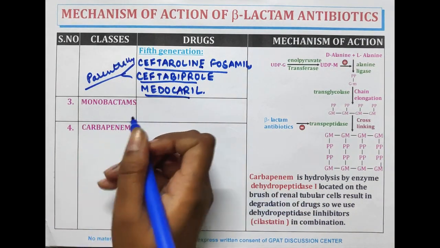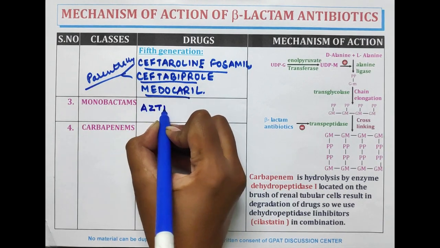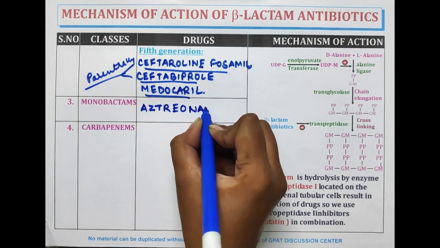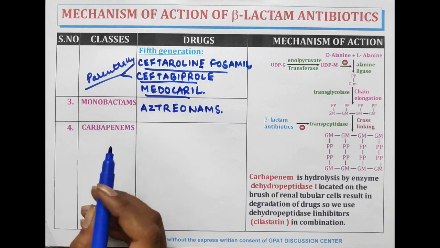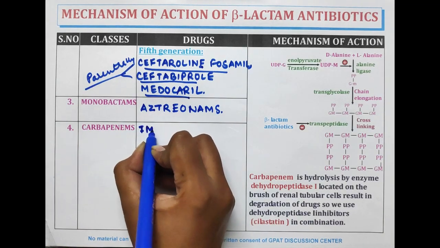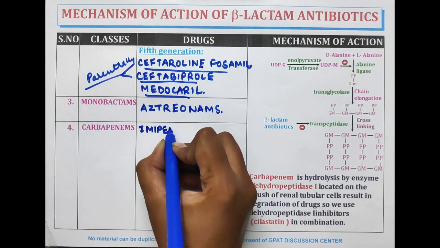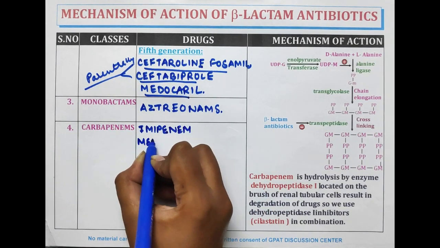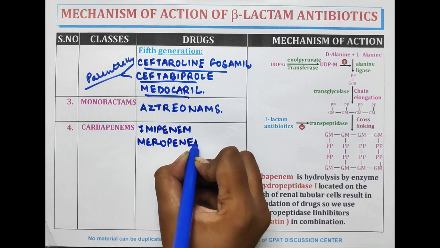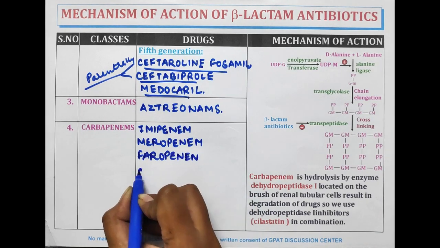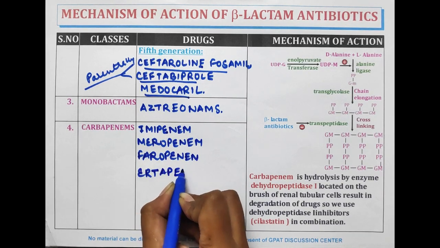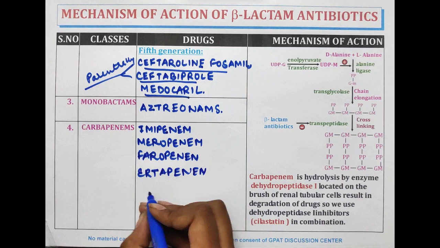Next is monobactams. The drug is aztreonam. Its mechanism of action is the same as penicillin. Now the next drug classification is carbapenems. Carbapenems are classified as imipenem, meropenem, faropenem, ertapenem, and doripenem.